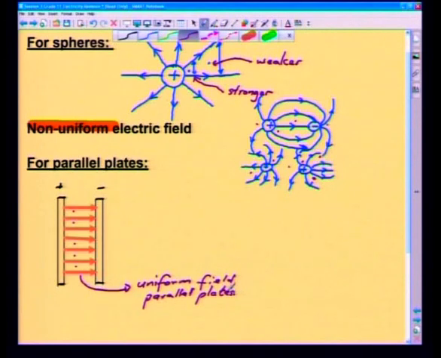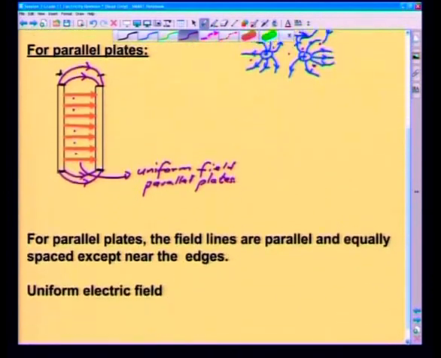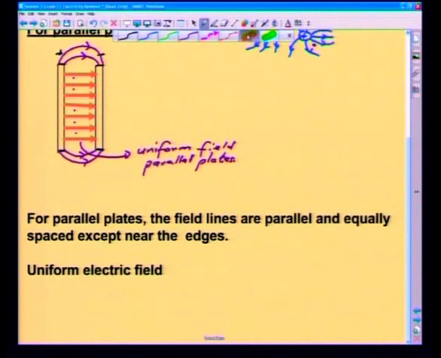Right. Now, the question is, what happens outside the plates? Outside here, the field becomes not uniform. So you've got a situation like that happening. It's not uniform outside the plates, but uniform inside the plates. Now, the direction is crucial. It's from positive to negative. Hence, you can see the direction over there. So for parallel plates, we have uniform electric field. That's very important.